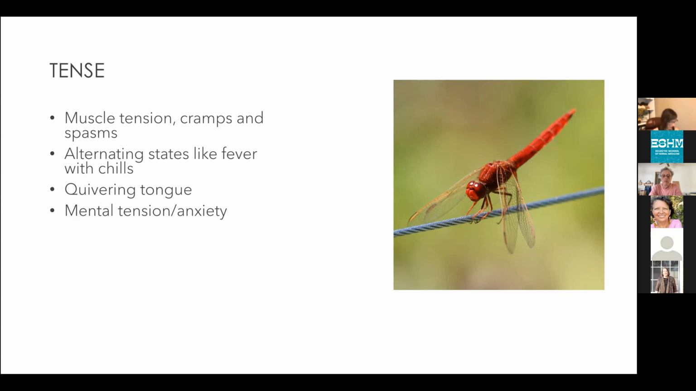So if someone is tense, maybe you'll see their shoulders standing up or holding their shoulders close to their ears. Maybe someone's arms will be close at their side and they'll look rigid and they'll be moving in more of a kind of jerky manner. And that can show physical tension.